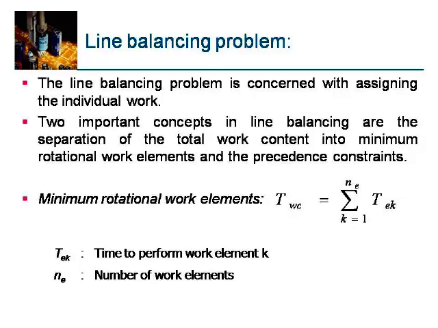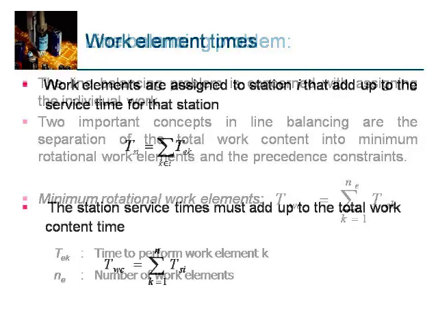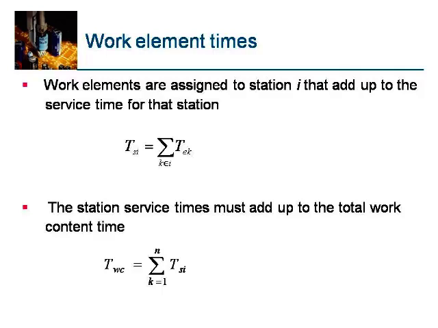Two important concepts in line balancing are the separation of the total work content into minimum rational work elements and the precedence constraints. The total work content is a sum of minimum rational work element times, and that is called the total work content, and Tek is the smallest, indivisible smallest time, the minimum rational work elements, and the precedence constraints.